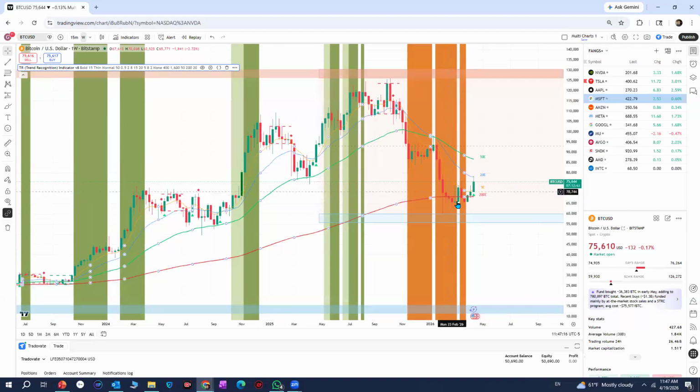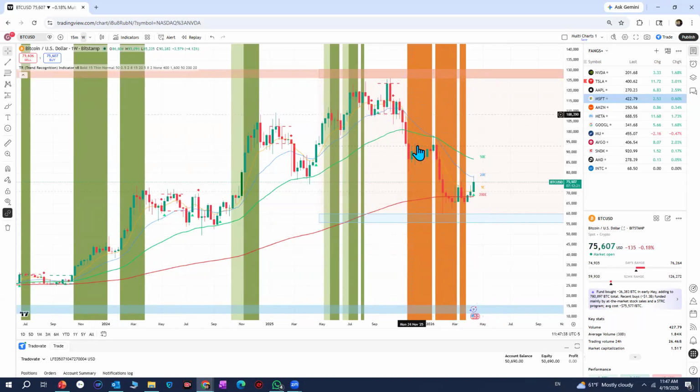Ultimately, it found support around the 200-day line, but came around 60,000. It found this. Now it's time to go long, if you want to go long for a longer period of time. But right now, I'm not a day trader. I'm a long-term trader or investor in Bitcoin. So I will be waiting for this green zone to appear.